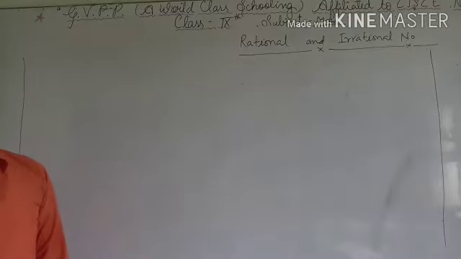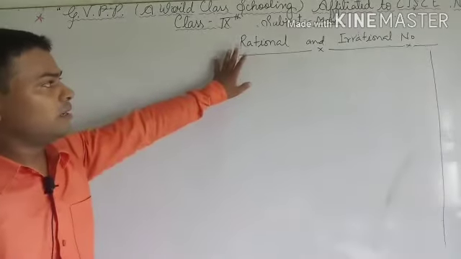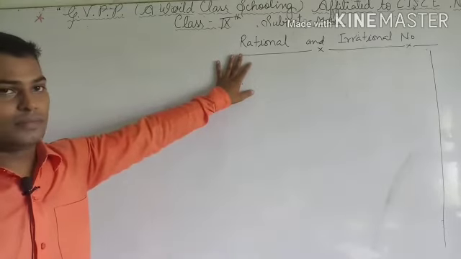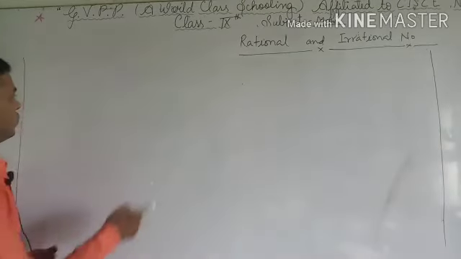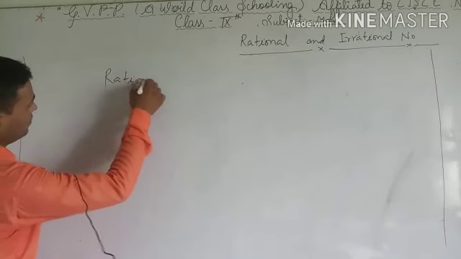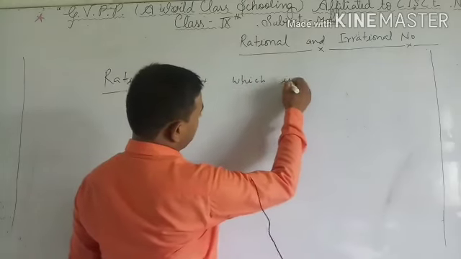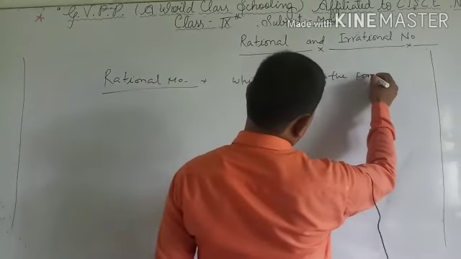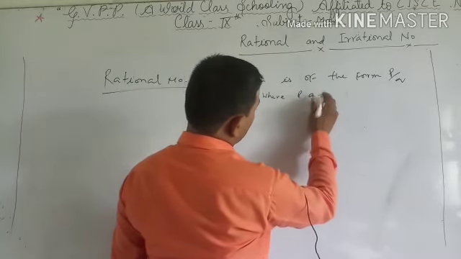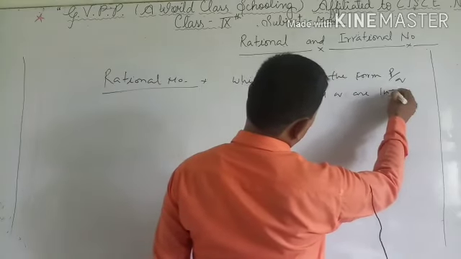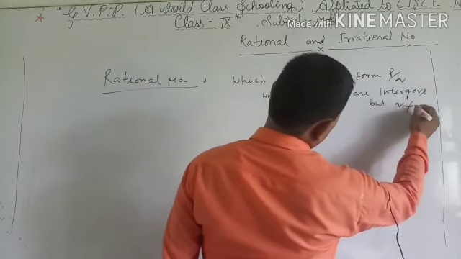So, students, today I will teach you class 9 mathematics, the first chapter, rational numbers and irrational numbers. First I will tell you about rational numbers, that what is a rational number. So, students, a rational number is a number which is of the form p by q, where p and q are integers but q not equal to 0.